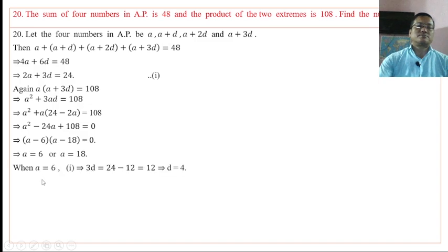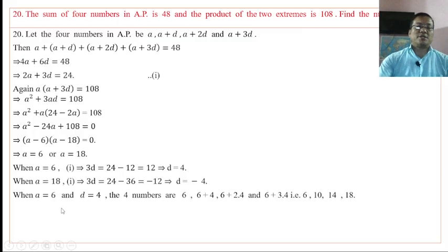When A is 6, equation 1 gives D equal to 4. When A is 18, from equation 1 we get D equal to minus 4. When A equal to 6, D equal to 4, the four numbers are A, A plus D, A plus 2D, A plus 3D. Substituting A equal to 6 and D equal to 4, we get this. Simplify, the second number is 10, the third is 14, the last is 18.